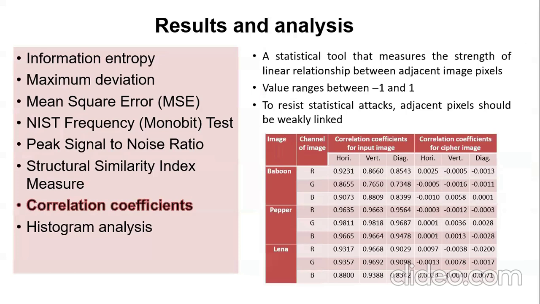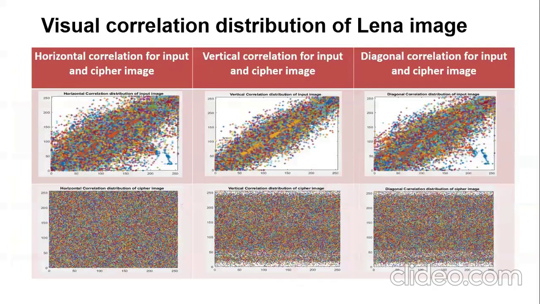Correlation coefficients. This is the statistical tool which measures the strength of the linear relationship between adjacent pixels. The value range is between -1 and +1. To resist statistical attacks, the adjacent pixels should be weakly linked. Thus, the suggested encryption method complies with the zero correlation criteria and offers strong resistance against attacks based on correlation.